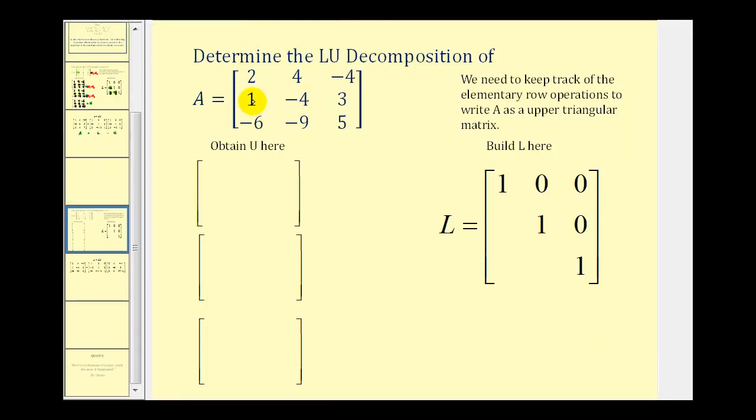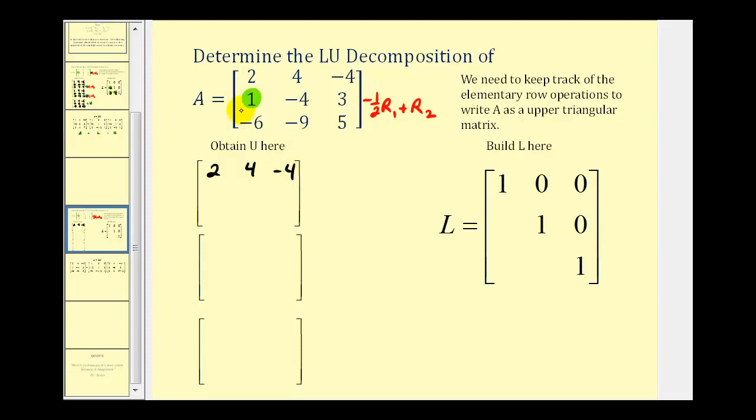Let's start by obtaining a 0 in this position here. Again, we need to add a multiple of another row to this row to obtain a 0 here. So we're going to replace row 2 with negative 1/2 times row 1 plus row 2. So the first row stays the same.